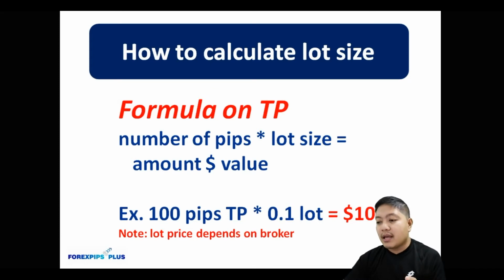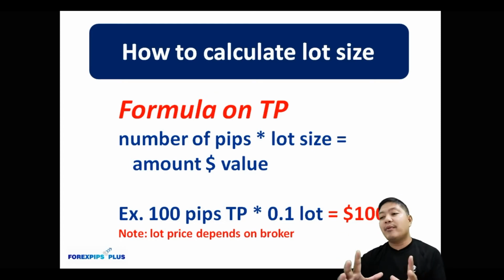So let's say 100 pips based on your calculation on the market, so you're going to earn about $100. That means you will be using 0.1 lot, right? The lot size depends on your broker's price value. Sometimes it depends on the broker. If your broker charges you per pip, 0.1 lot is equivalent to $1 per pip. That means you will be earning $100 on 100 pips, right? So that's quite simple, right?